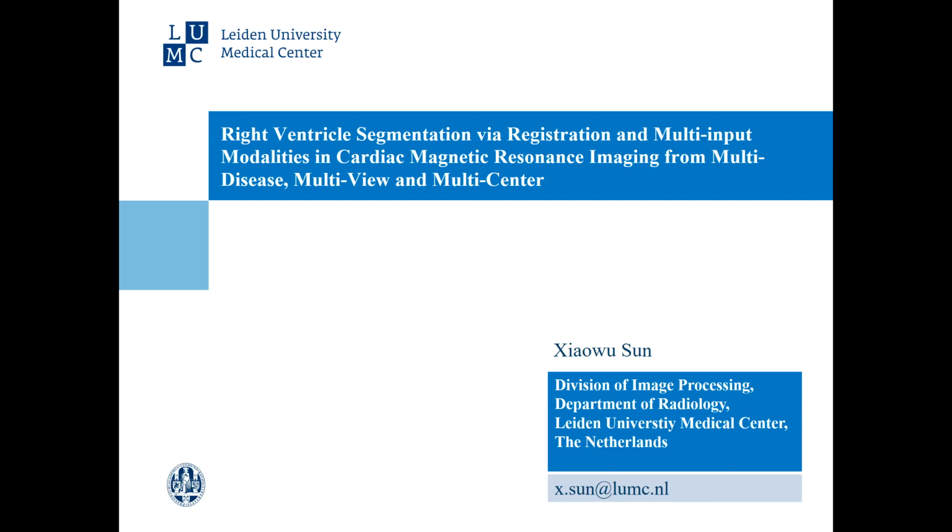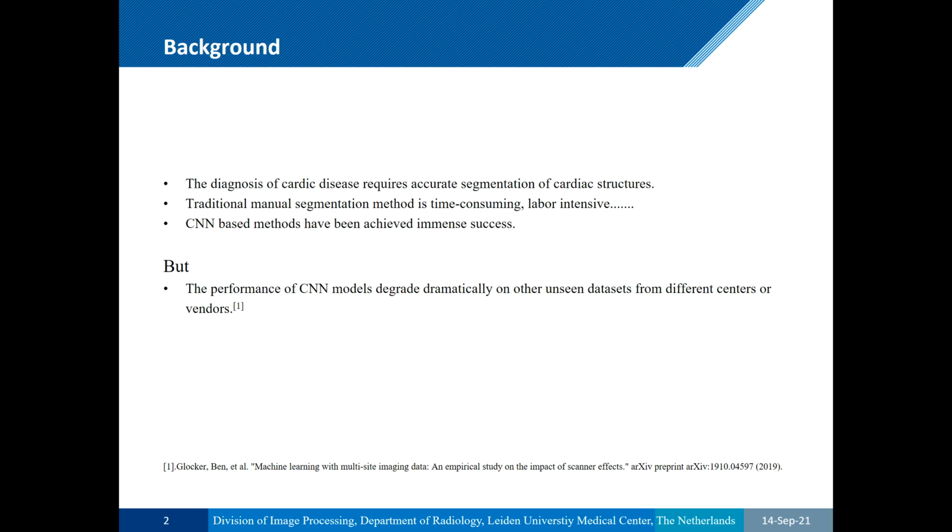Today my topic is ventricle segmentation via registration and multi-input modalities in cardiac magnetic resonance imaging from multi-disease, multi-view, and multi-center data. The diagnosis of cardiac disease requires accurate segmentation of cardiac structures. Traditional manual segmentation methods are time-consuming and labor-intensive. In recent years, CNN-based methods have achieved big success in cardiac segmentation. But the performance of a CNN model will degrade if a trained model is applied directly on other unseen sets from different centers and different vendors.